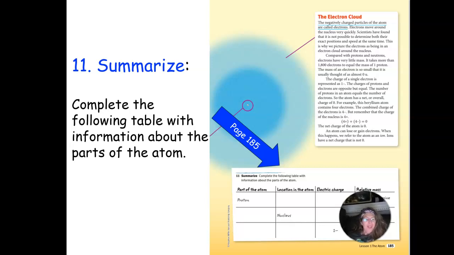Then, number 11 asks you to summarize. It asks you to complete the table with information about the subatomic particles. And the subatomic particles of an atom are the proton, the neutron, which are in the nucleus, and the electron, which is in the electron cloud outside of the nucleus.